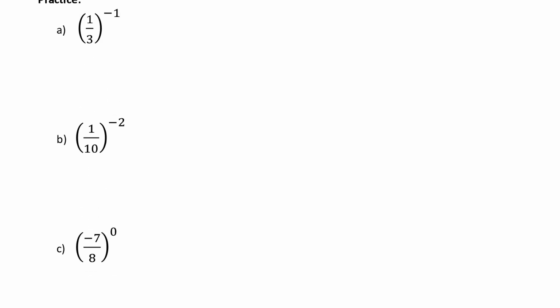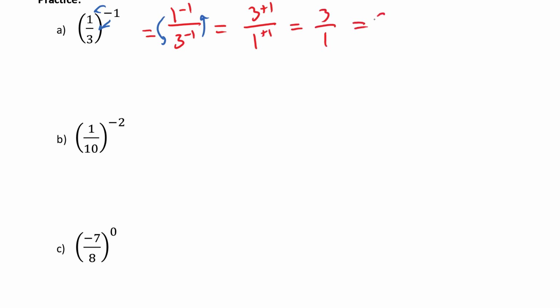So here, we can distribute this value both here and here. This gives us 1 to the minus 1, 3 to the minus 1. I can bring this down to the bottom and this up to the top to switch the signs. 3 to the positive 1 over 1 to the positive 1, which gives me 3 over 1, which gives me 3. Alternatively, if you see that your exponent is minus 1, we can just take that fraction and immediately flip it. Make it positive 1. One of those little tricks.